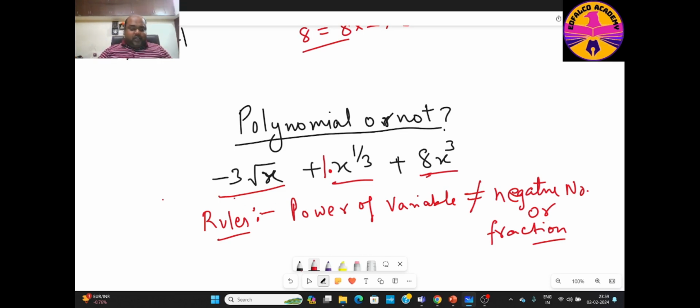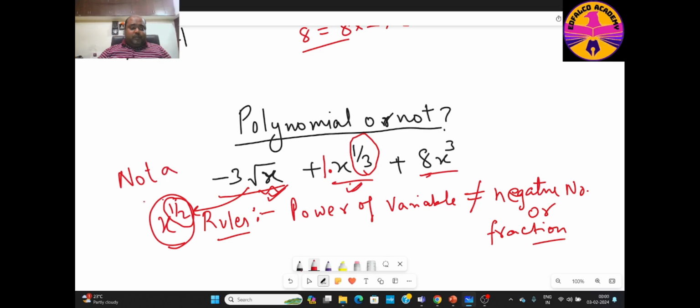So you can directly see that there is a violation here. X to the power 1 by 3. 1 by 3 is nothing but a fraction. Same way root x. Root x is nothing but x to the power 1 by 2. We all know that, right? So x to the power 1 by 2. Again, you see it is 1 by 2, which is nothing but a fraction. So in this case, the first term and the second term both have a negative number or fraction. In this case, it is a fraction. Therefore, it is not a polynomial.